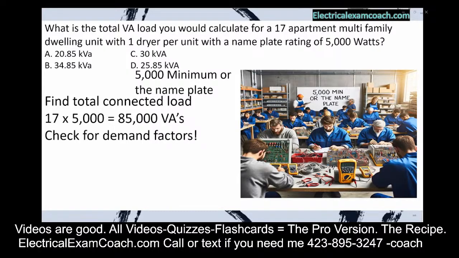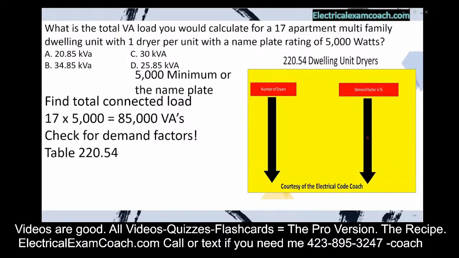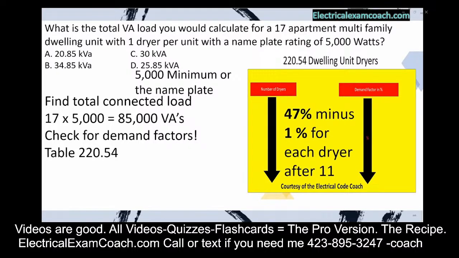Now, let's check for demand factors. When we get to table 220.54, we're going to find that it's a 47% base minus 1% for each dryer past 11. So what we do is first have to figure out how many dryers we are past 11. We have 17 dryers minus the 11 base, and that lets us know that we're 6 past 11.